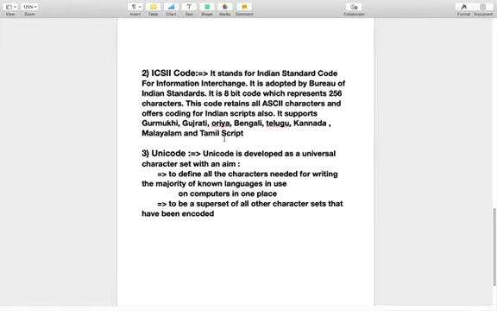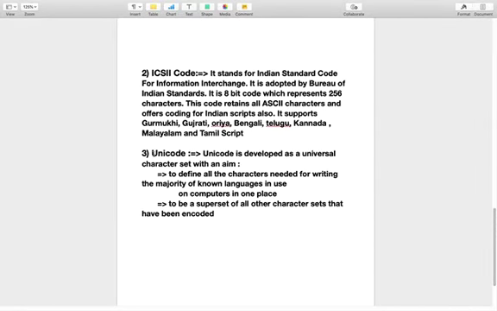So to represent all Indian language codes, we use ISCII code. It is an 8-bit code which represents 256 characters. It supports all Indian scripts, like Gurumukhi, Gujarati, Udiya, Bengali, Telugu, Kannada, Malayalam and Tamil scripts.